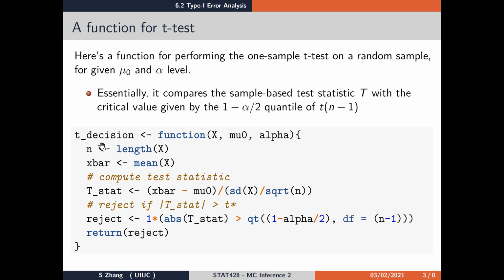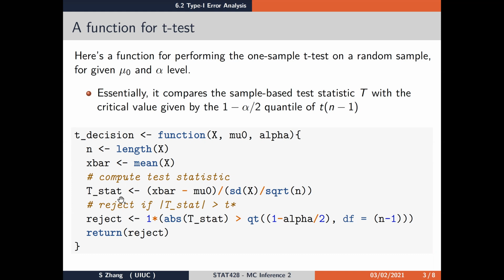I have created a function called t-decision. It's going to take x, mu0, and alpha as its arguments and return the decision of whether we reject or not. What we'll first do is to find out, based on our x, which is the vector of our samples, what is the sample size n and what is the sample mean, x bar. And then we can compute the test statistic for the t-test.